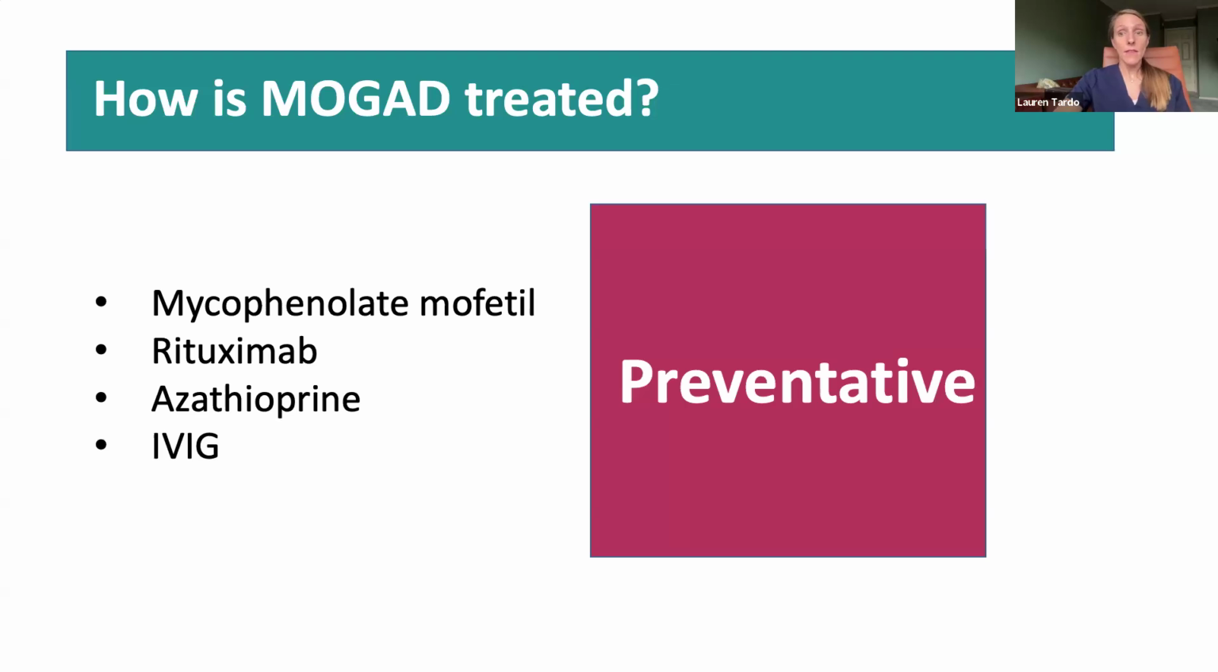And then in terms of preventative treatment, one thing to note is that there's no FDA approved treatment at the moment, although there are clinical trials ongoing. The four typically used are mycophenolate mofetil, rituximab, azathioprine, and IVIG. These all work, over time, to control or suppress the immune system that's confused.